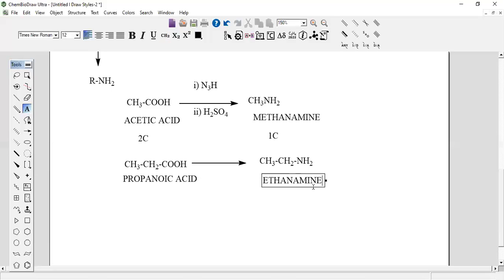We have learned 2 reactions today. One is the reduction of amides. Yes, sir. Another one is the Schmidt reaction. Okay.